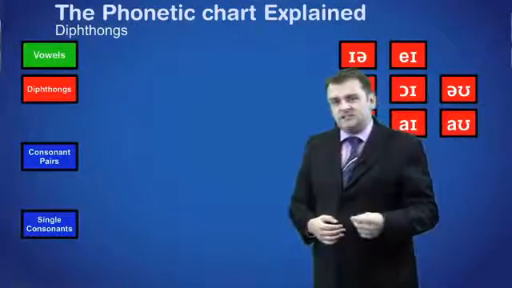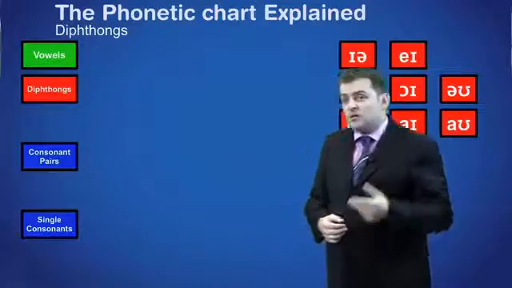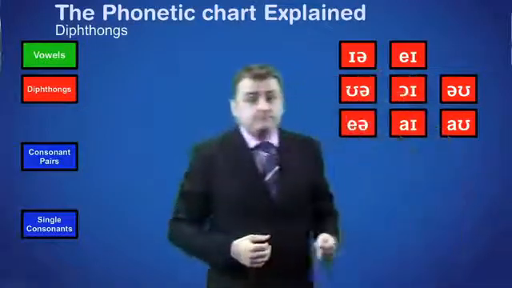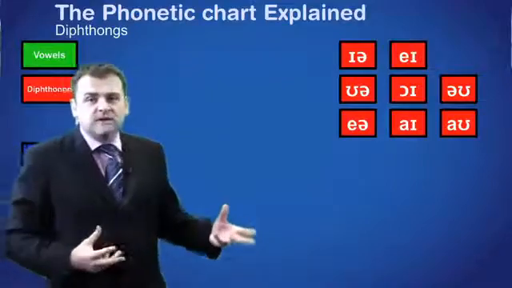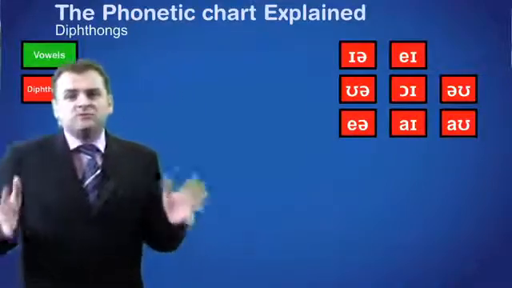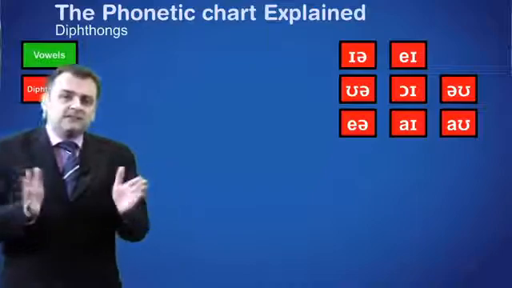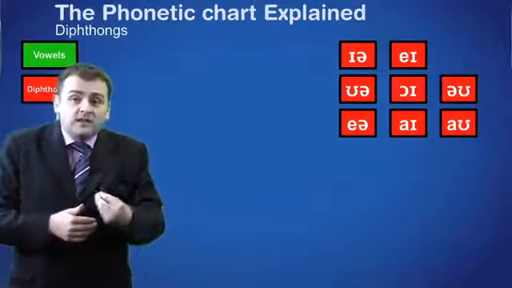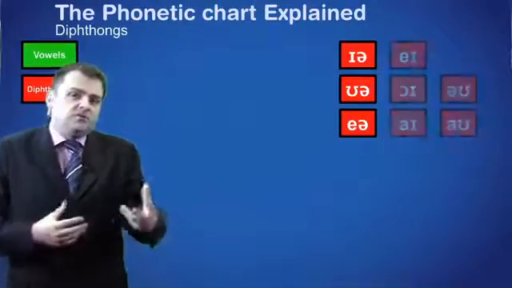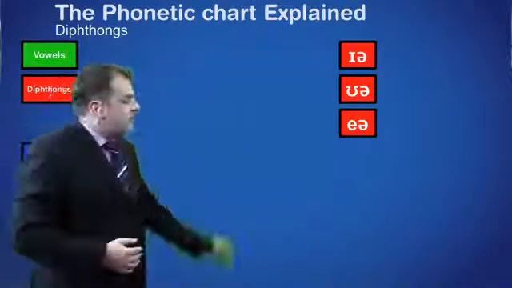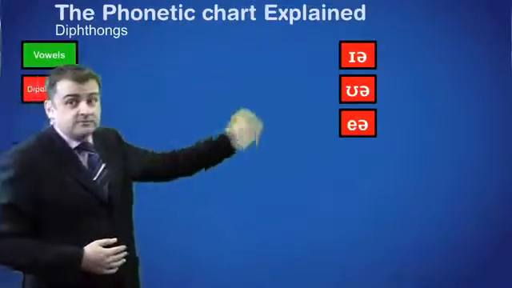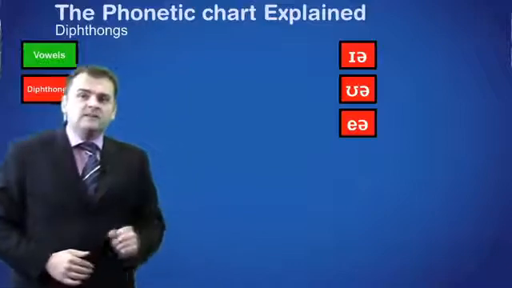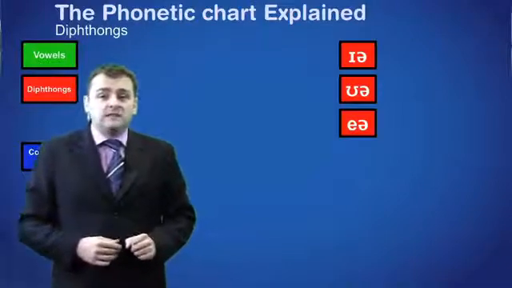The second section is the diphthongs. On our chart, that's the section in red. Diphthongs are also vowel sounds, but they're a combination of 2 vowel sounds that appear together within the same syllable, producing a new, unique sound. They're arranged according to the second sound. In the first column, we have the sounds: ear, ua, and air.